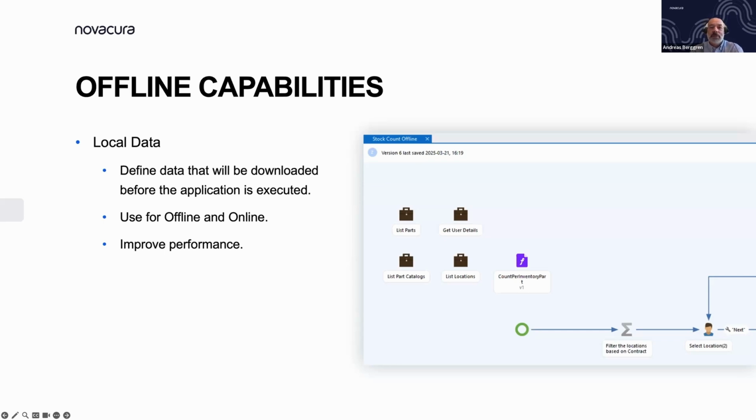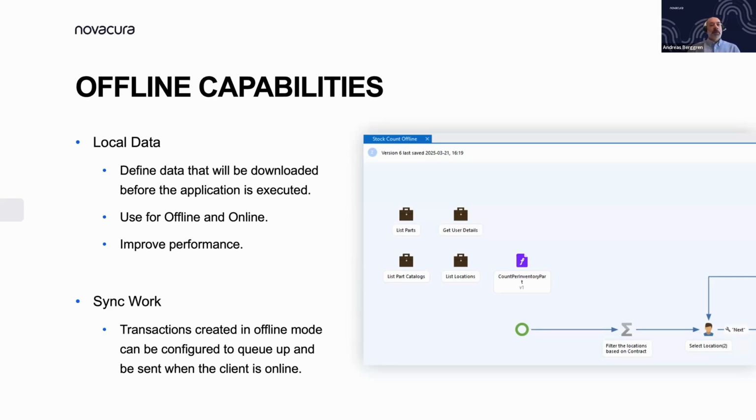Local data resources are configured in the designer in a similar way as in Classic, as you can see in the image. The next part is synchronizing work. So transactions created in offline mode can be configured to queue up and be sent when the client is online. I will now show a demo of the preload functionality in the web client.